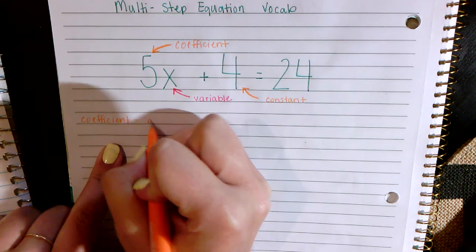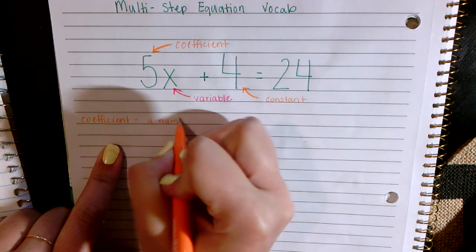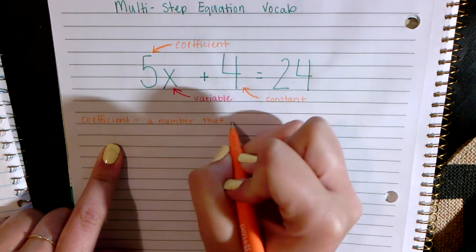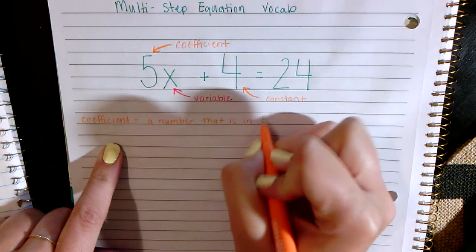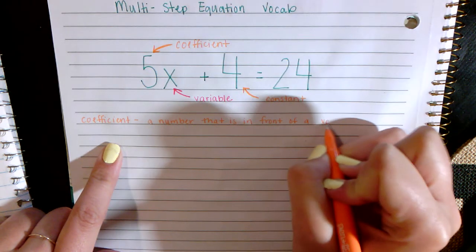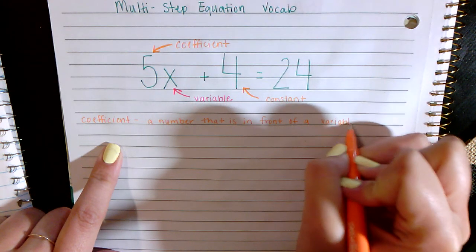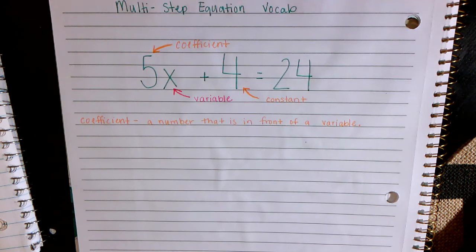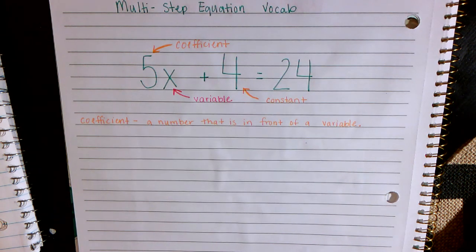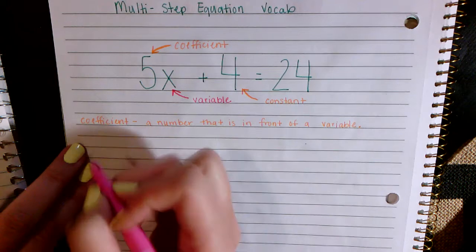And that is a number that is in front of a variable. A number that is in front of a variable. Again, if you need to pause the video because you write slower, please pause at any time.